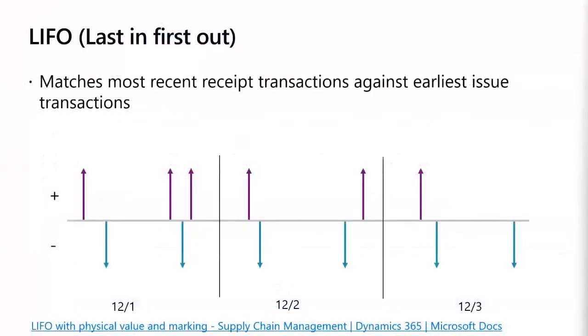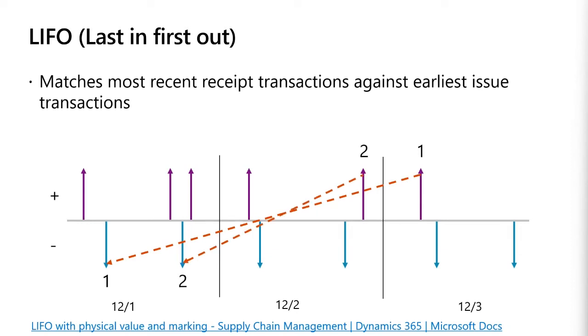Now, let's take a look at an example of LIFO, which is last in, first out. When you use LIFO, the newest or last receipts are issued first. Issues from inventory are settled against the last receipts into inventory based on the date of the inventory transaction. The first settlement to be made in this example is the first issue, which matches to the most recent receipt, which occurs 2 days later in this particular example.